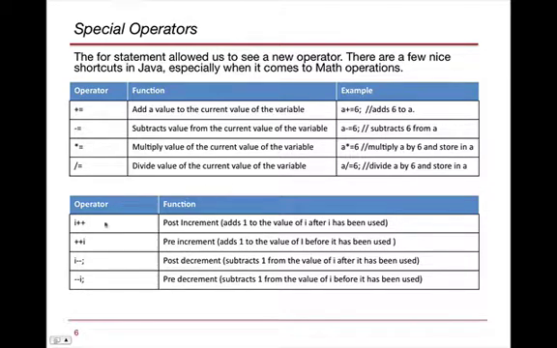The ++ after a variable will basically increment the variable by 1 after it has been used. So by saying i++, it will use i first, and then it will increment it. If we did ++i, we are saying increment it before you use it. And the same holds true with the decrement: decrement i after you have used it, and decrement i before you use it.